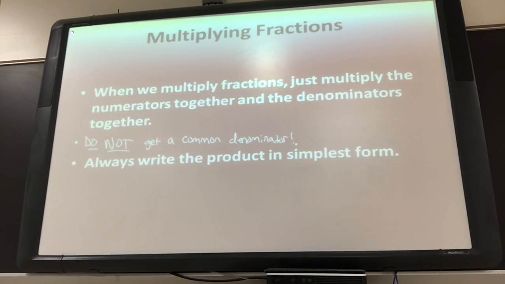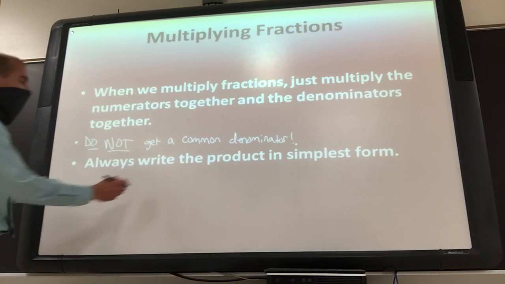In fact, if you do get a common denominator when multiplying fractions, you're going to get the answer wrong. So you do not want to get that. You just take the top, multiply by the top, bottom, multiply by the bottom. And then always write the product in simplest form.